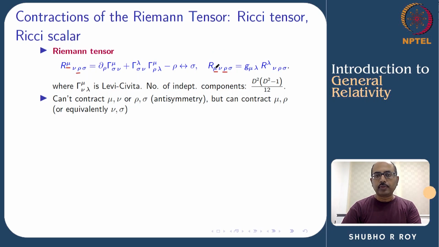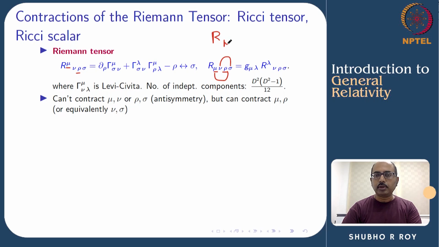Now, because of the symmetry properties of the Riemann tensor derived from the Levi-Civita connection, it doesn't matter whether we contract between mu and rho, the first and the third, or nu and sigma, the second and the third. It's very easy to show that the result will be the same, because of the antisymmetry properties.